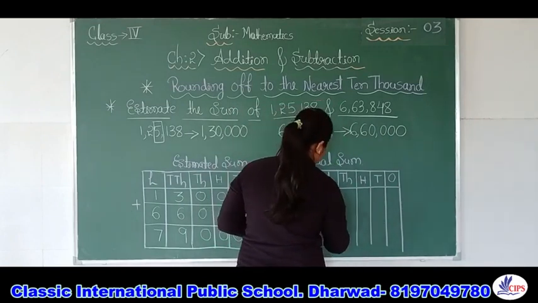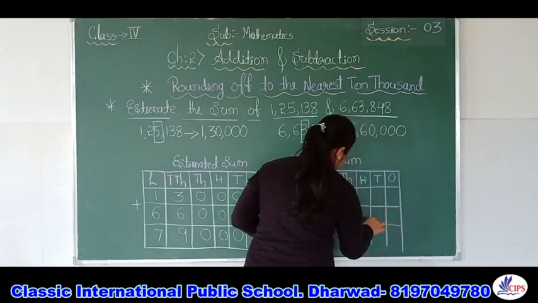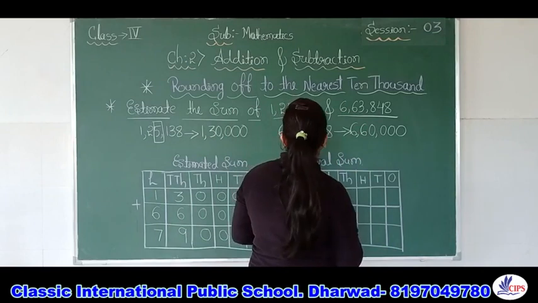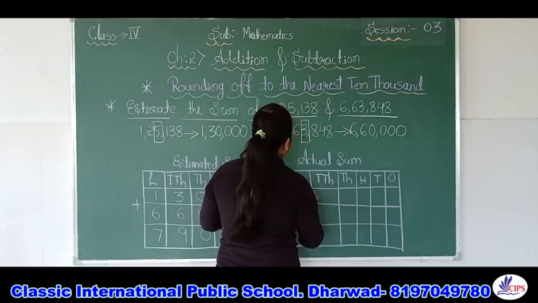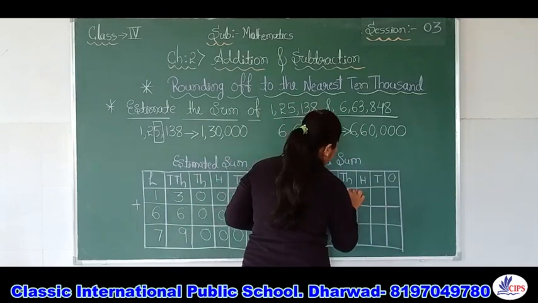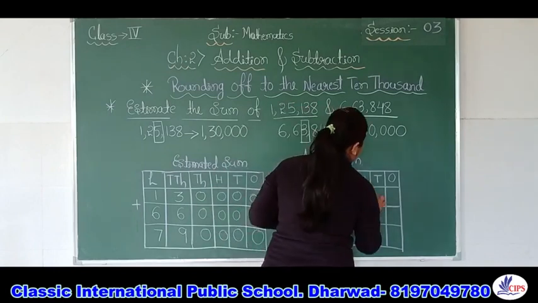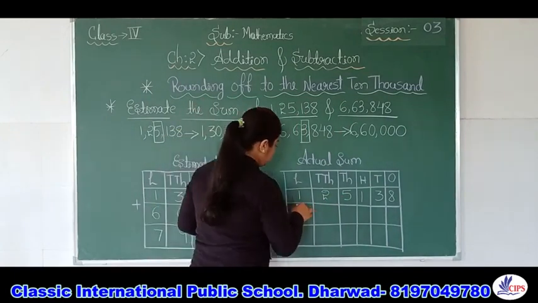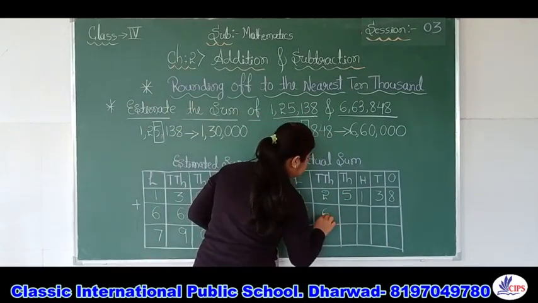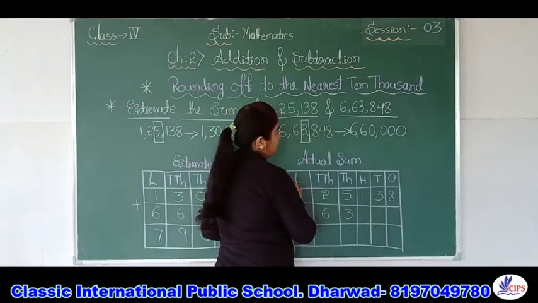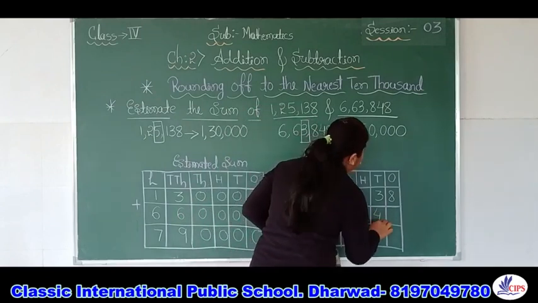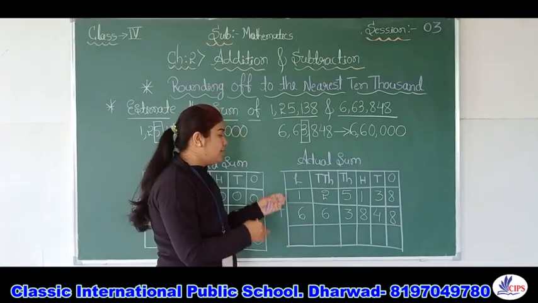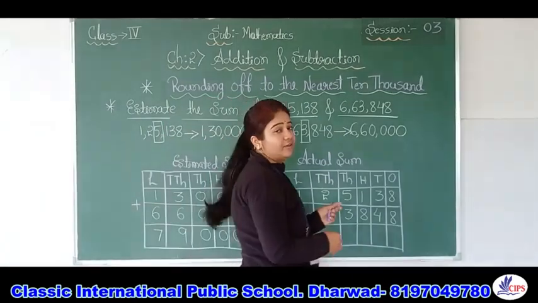What are those actual numbers? Right here. Then you have to add those numbers and get the answer. That is 1,25,138. Okay. So next 6,63,848. Okay. So now you have to add these two numbers and get the final answer.